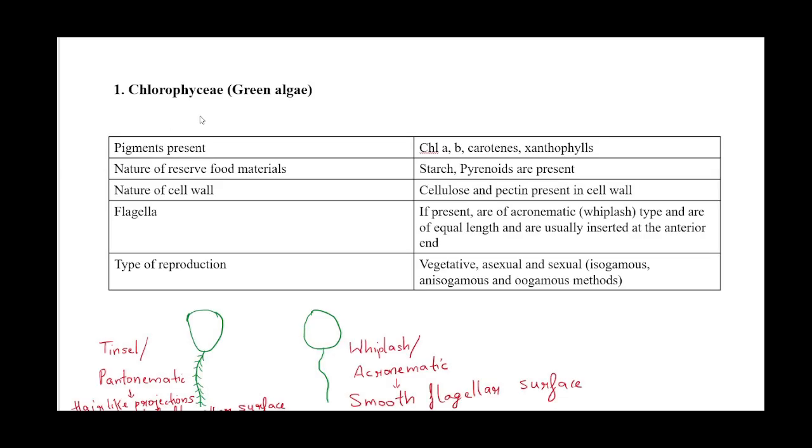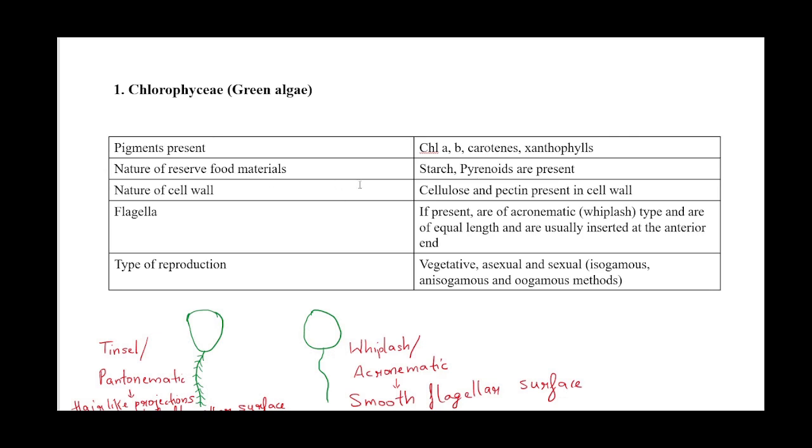The first class of algae is Chlorophyceae, also called green algae. The pigments present are chlorophyll A and B, carotenes and xanthophylls. Food materials are reserved in the form of starch. Pyrenoids are present in Chlorophyceae members. Pyrenoids are subcellular structures present inside the chloroplast or beside the chloroplast, and they are useful in storing the reserve food material. They also help in photosynthesis.